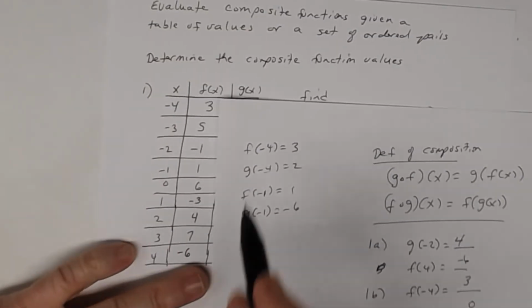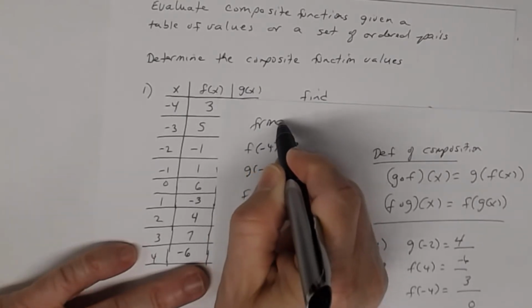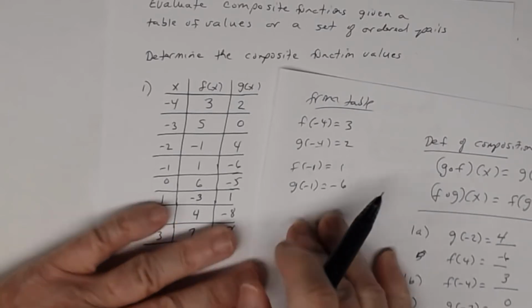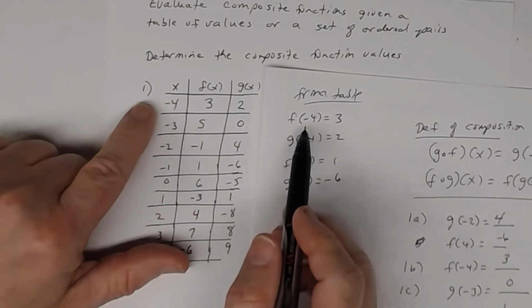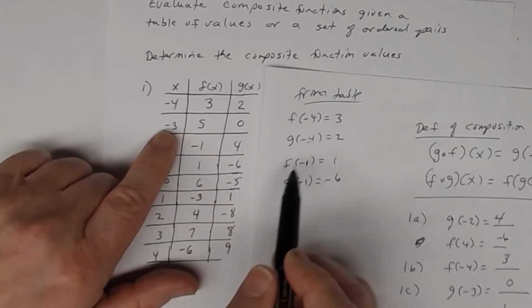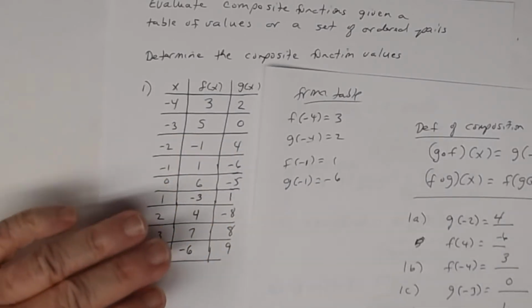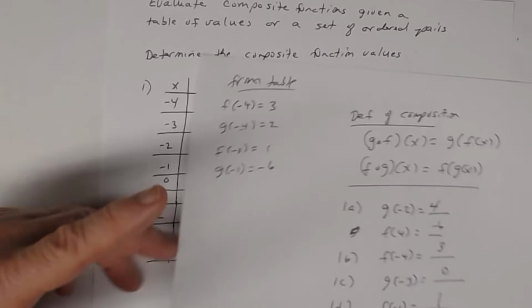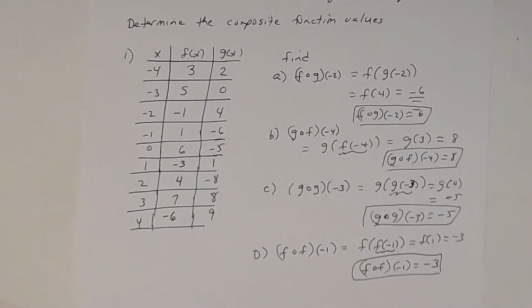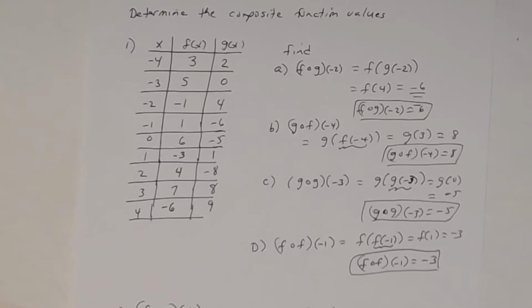So remember, from the table, we were able to understand that f of negative 4 means 3, g of negative 4 means 2, and so on. Okay? All right, and so knowing all of this helps you to get all of this. All right, so that's number 1. Let's look at another table. All right, number 2.